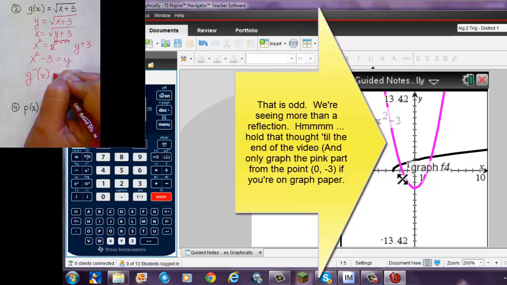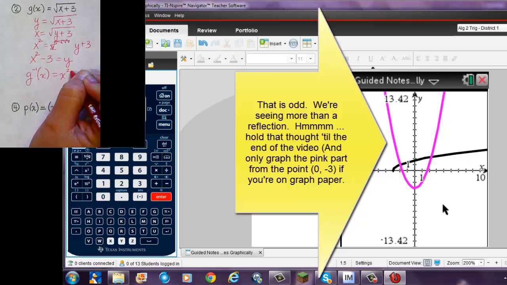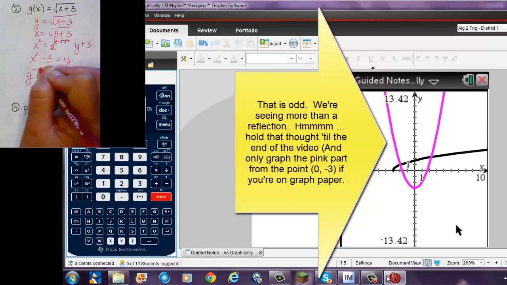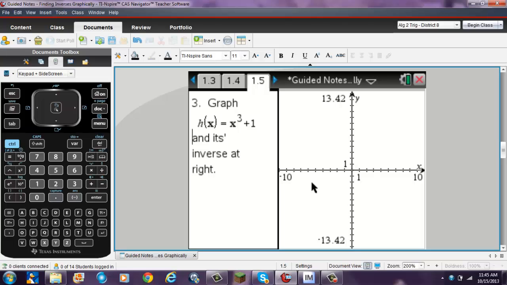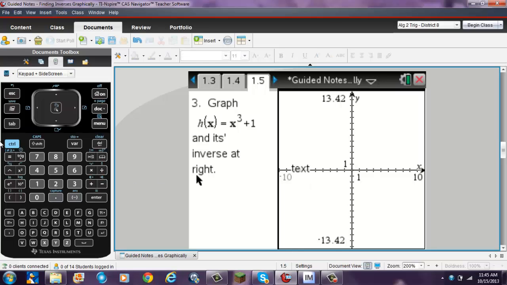We have more than the reflection. That left half of our parabola is not what we want to see. We only want to see the right half. The right half is a reflection. Hold your thought, and we'll move on and talk about that later.